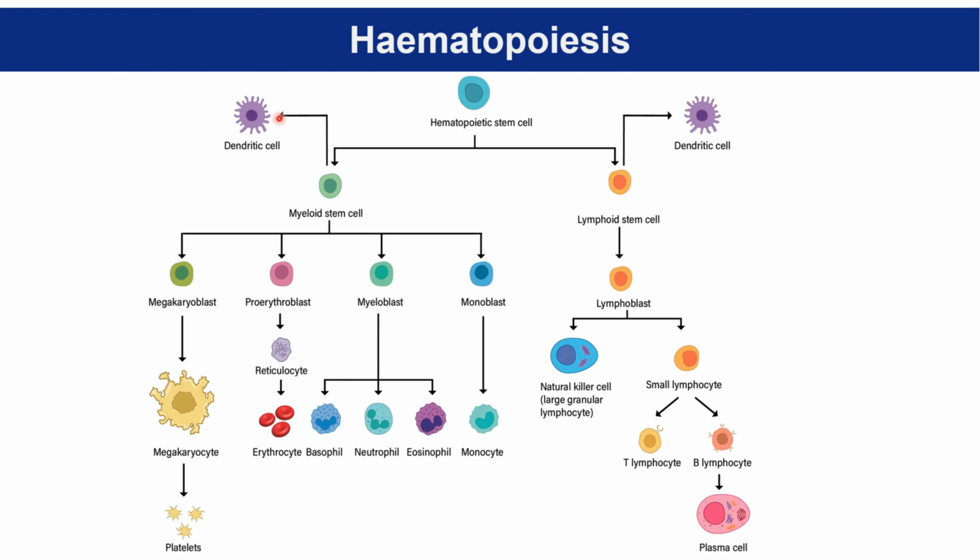You might have noticed the dendritic cell, as I mentioned before, can be formed from either lineage. So this is all about the different cells in the blood.